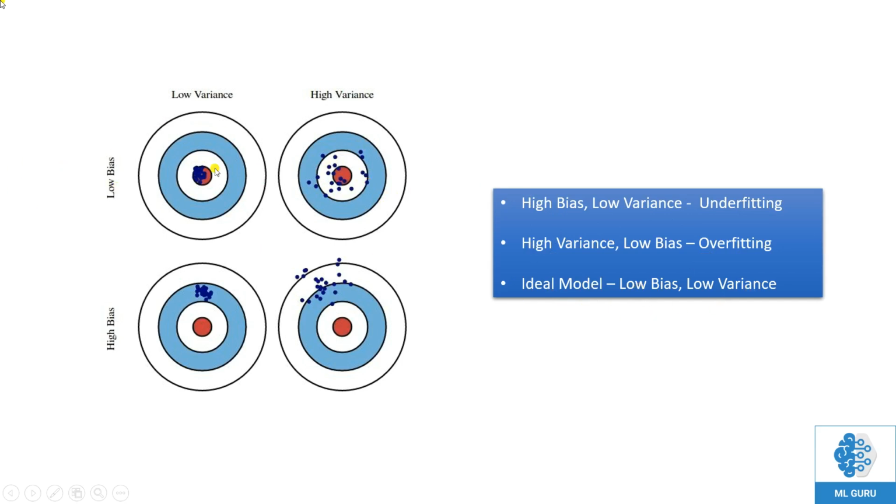But the ideal model which we want is the one which has low bias and low variance, which is this one, because in this you can see that the average of all these points is close to the optimal point, and also all these different predictions are close to each other.